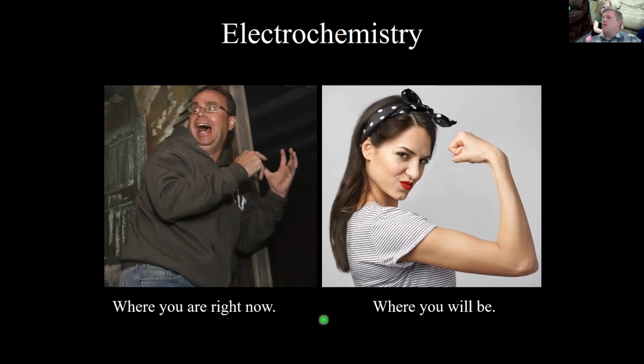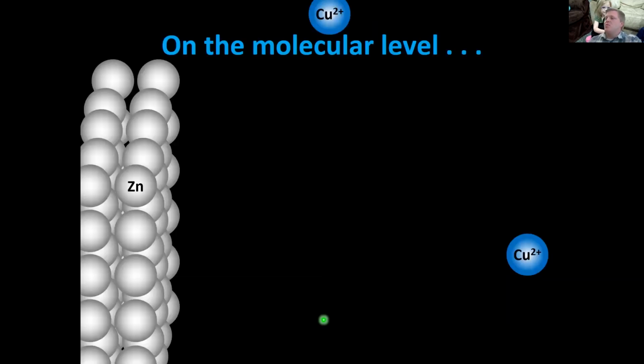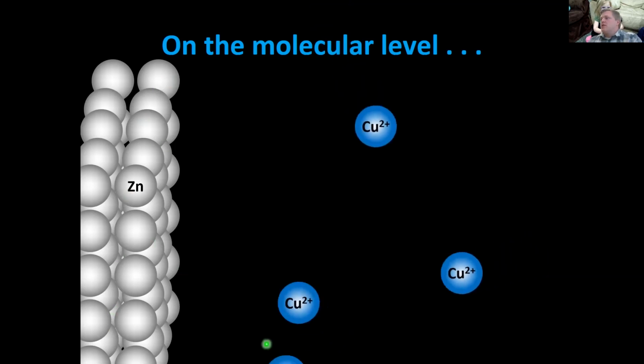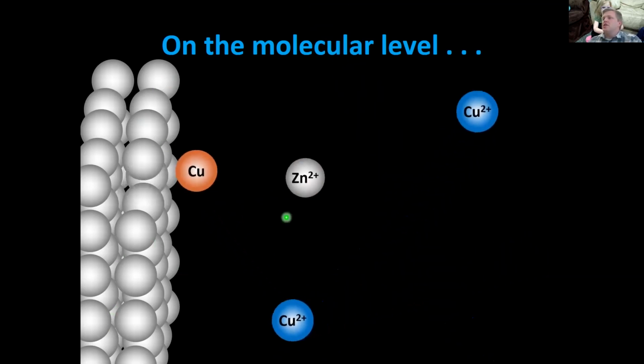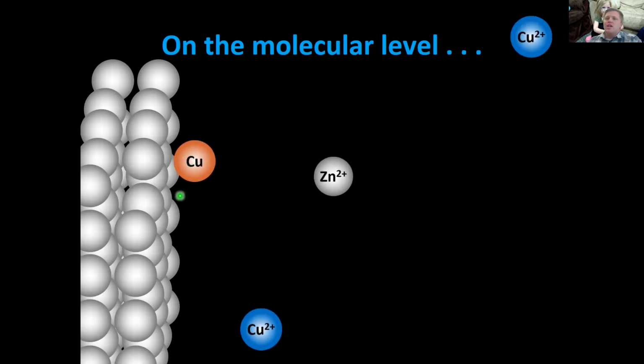All right, but let's look at a more molecular view of what's going on here. Let's have some copper ions floating around in solution, and we've got our zinc bar over here. So as your ions float around, sometimes your copper ions will get close to your zinc plate, and that zinc plate will shoot off some electrons into your copper. Now when you change the electronic structure of copper from its 2+ state to its neutral state, you change its color from blue to orange.